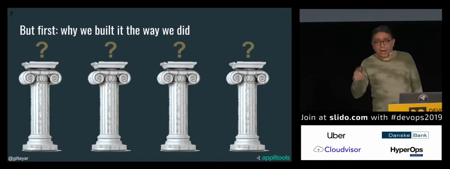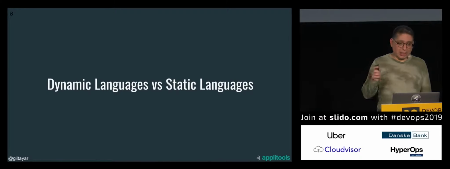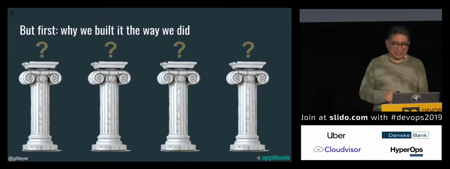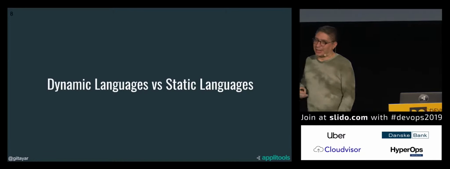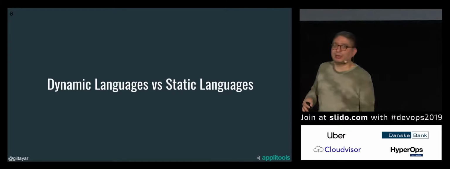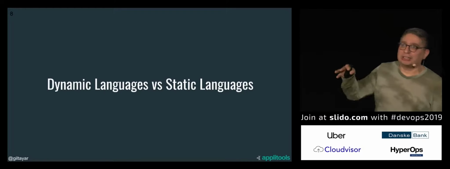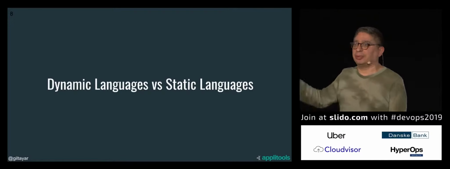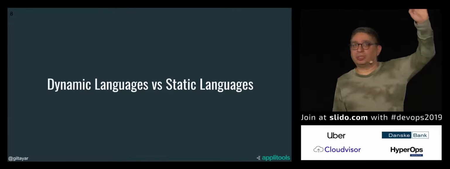But first, why did we build it? Why is the structure as it is? There are 4 pillars, and we'll talk about the base in a second. But I want to talk about my favorite topic, dynamic languages versus static languages. A show of hands, how many people here work in Java, C#, a statically typed language? Okay, dynamic types like JavaScript, Clojure, etc.